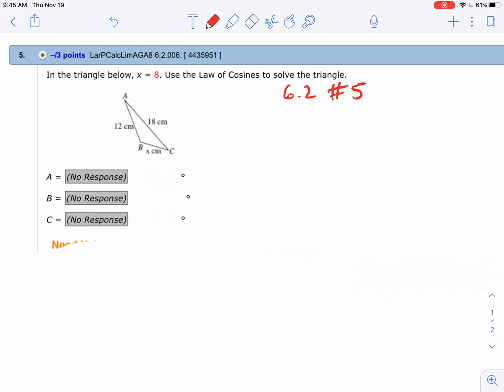6.2 number 5. They're asking you to work with the law of cosines, and my missing side in this problem is 8. So I have a side, side, side situation.